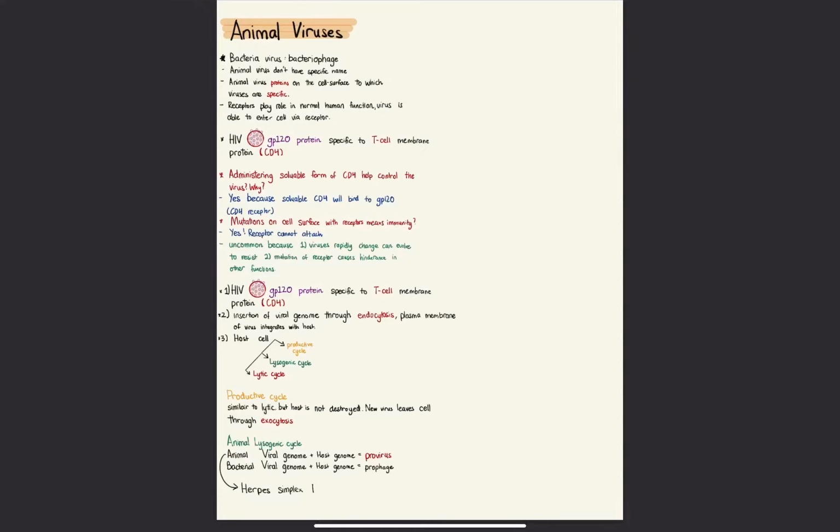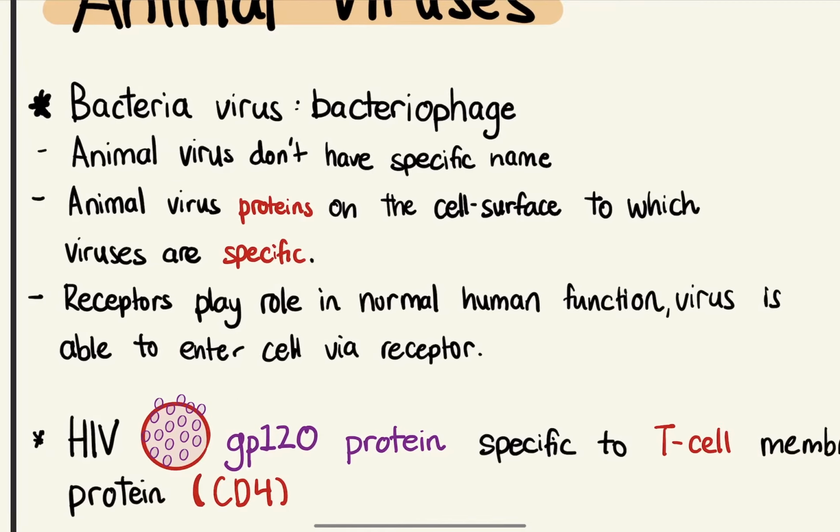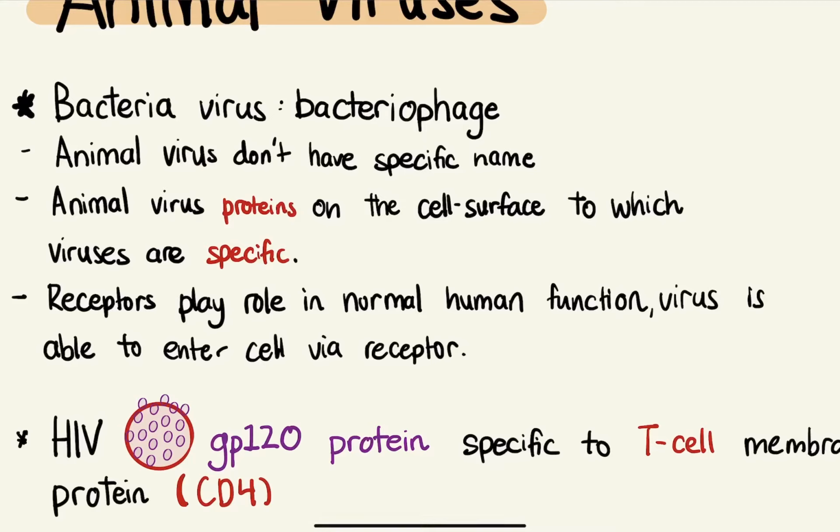There are a couple differences between a virus that infects an animal cell and a virus that infects a bacteria. The first difference right off the bat is the name itself. We don't have a specific name for animal viruses, but for a virus that infects a bacteria, we call it a bacteriophage. But the general outline of the virus cycle remains the same.